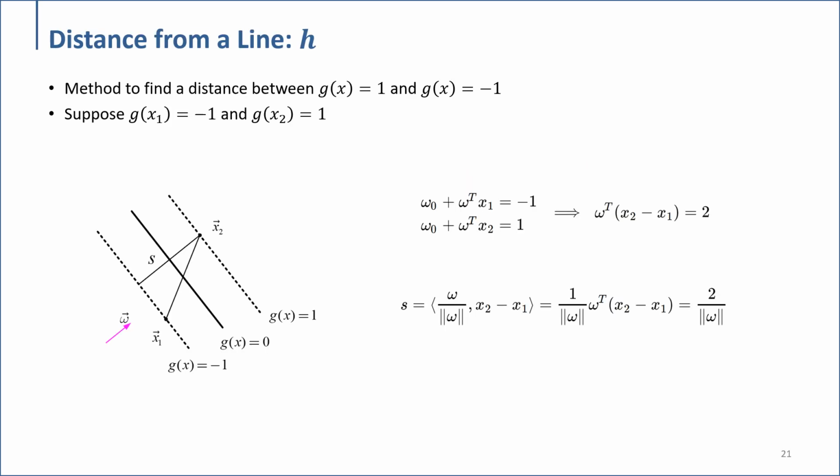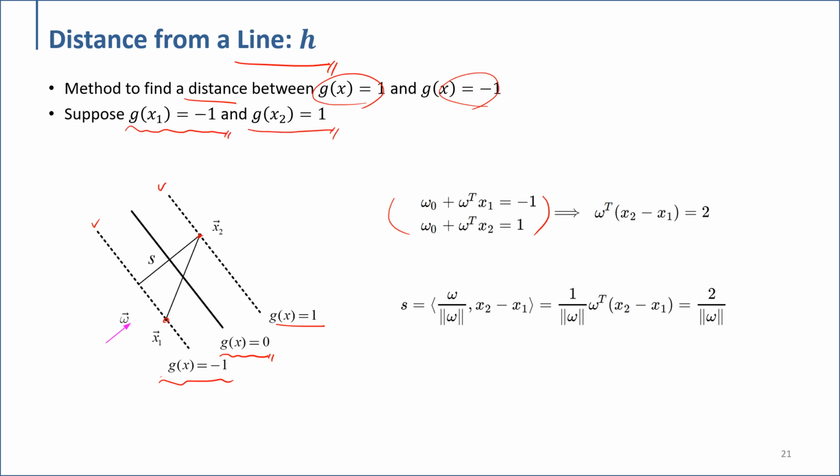Before talking about it in detail, let's first discuss the distance from a line. When we have g(x) = 0, we need to find the distance between g(x) = 1 and g(x) = -1. Suppose we have two additional lines, g(x) = -1 and g(x) = 1. And suppose we have two points x1 and x2 that satisfy g(x1) = -1 and g(x2) = 1.